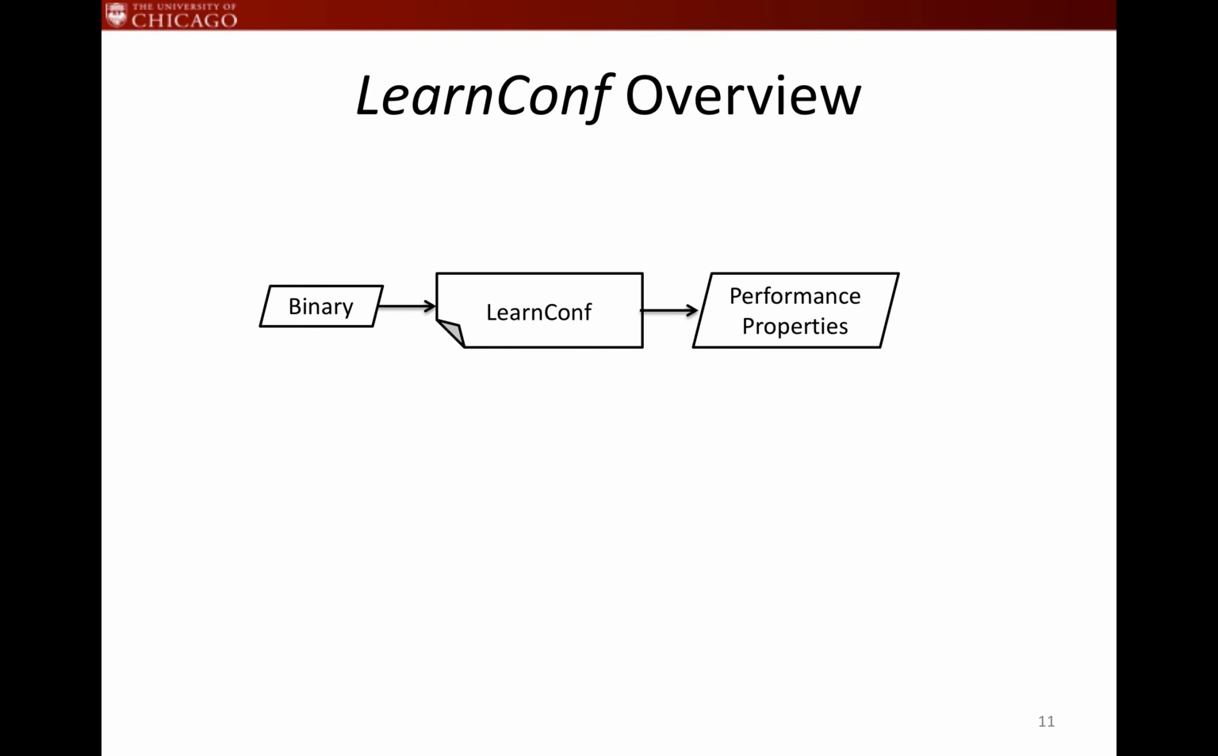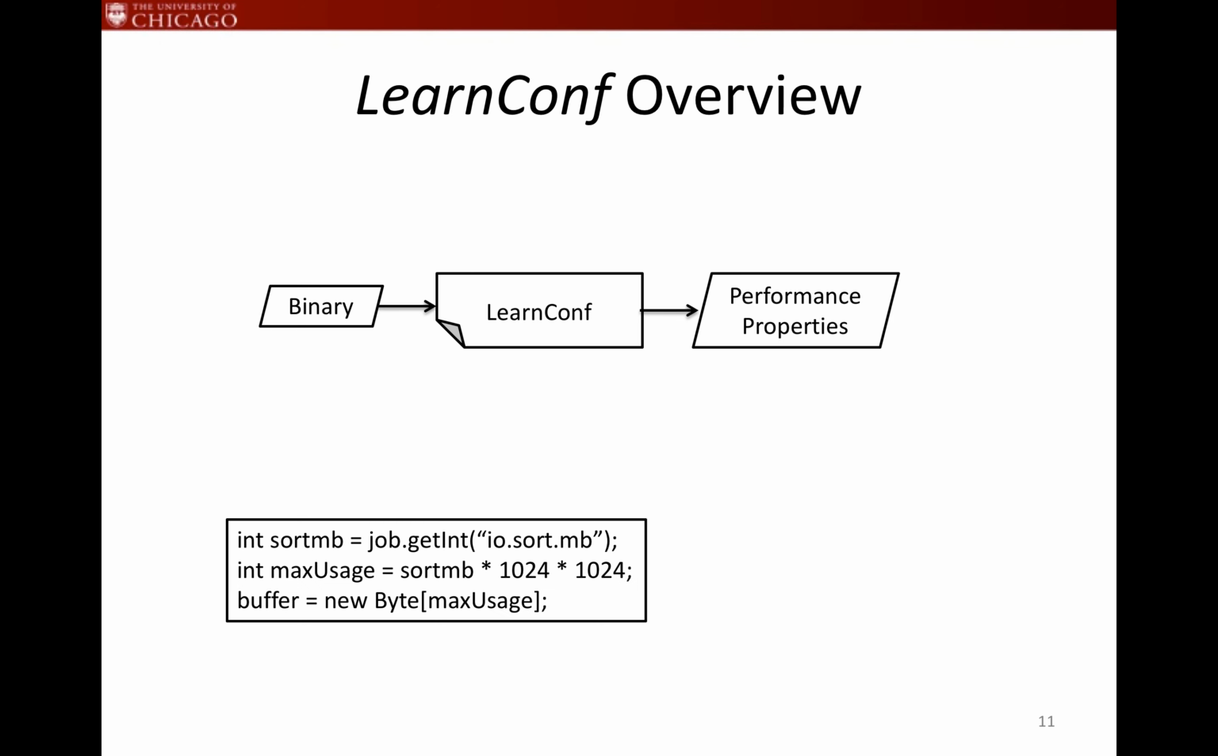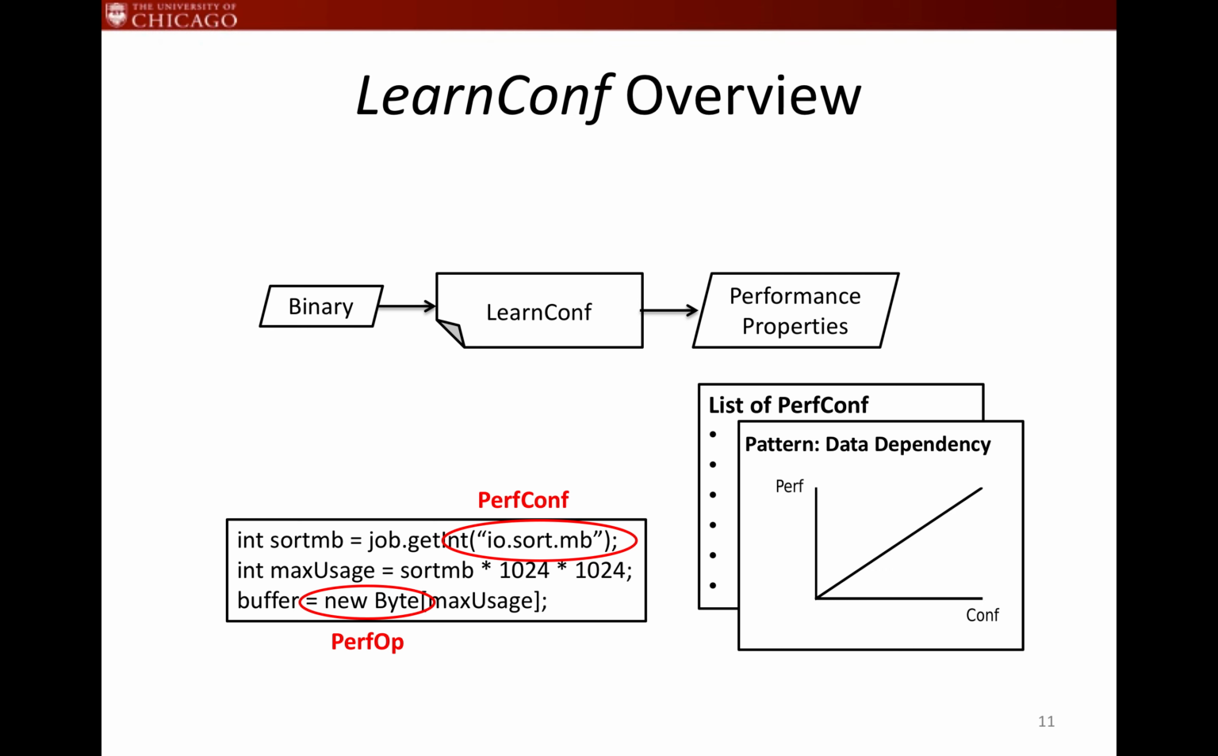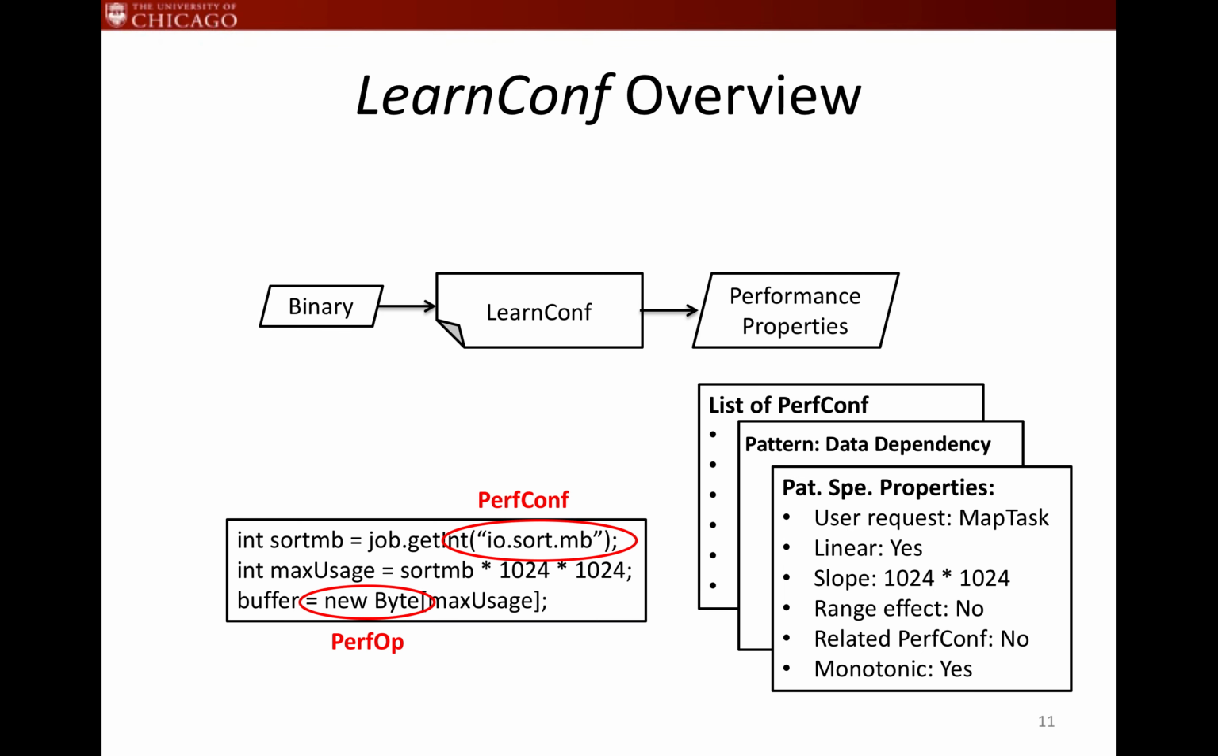and outputs performance properties of configurations. It automatically identifies performance-sensitive configurations like this IO.MB, whose setting can affect execution of a long-latency or large-memory operation like this new byte through dependency analysis. LearnConf also analyzes the exact dependency pattern to figure out more detailed properties of a configuration. Like this, IO.MB affects memory consumption of every map task in a monotonic, linear way, with the linear slope being 1024 times 1024, and so on.